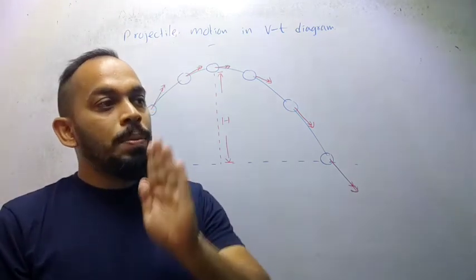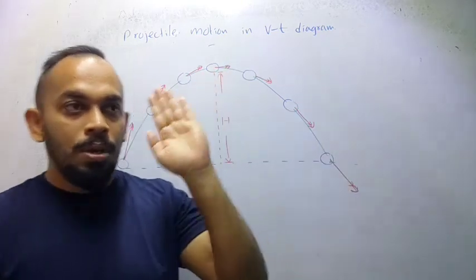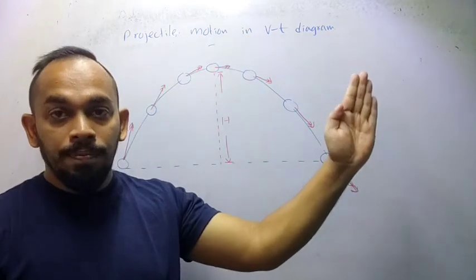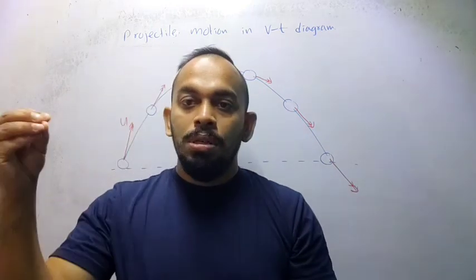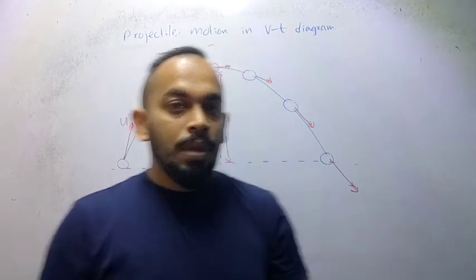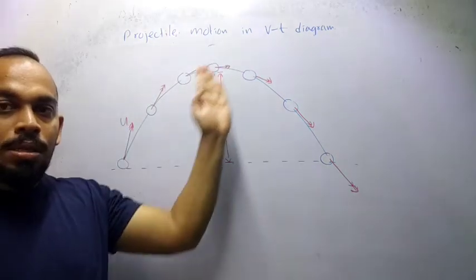Projectile motion is a two-dimensional motion. It occurs in a plane, as opposed to rectilinear motion. Linear motion occurs in a straight line. Projectile motion occurs in a plane.